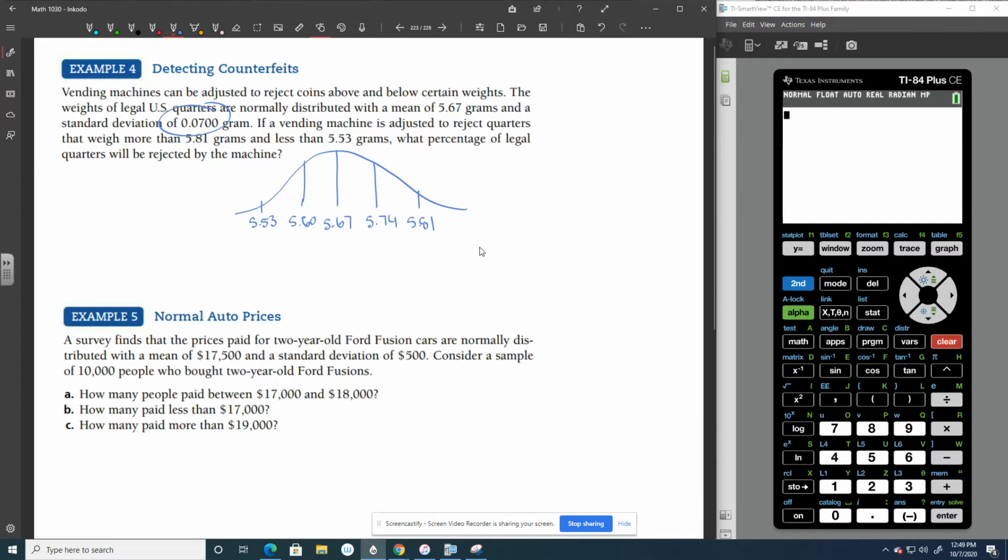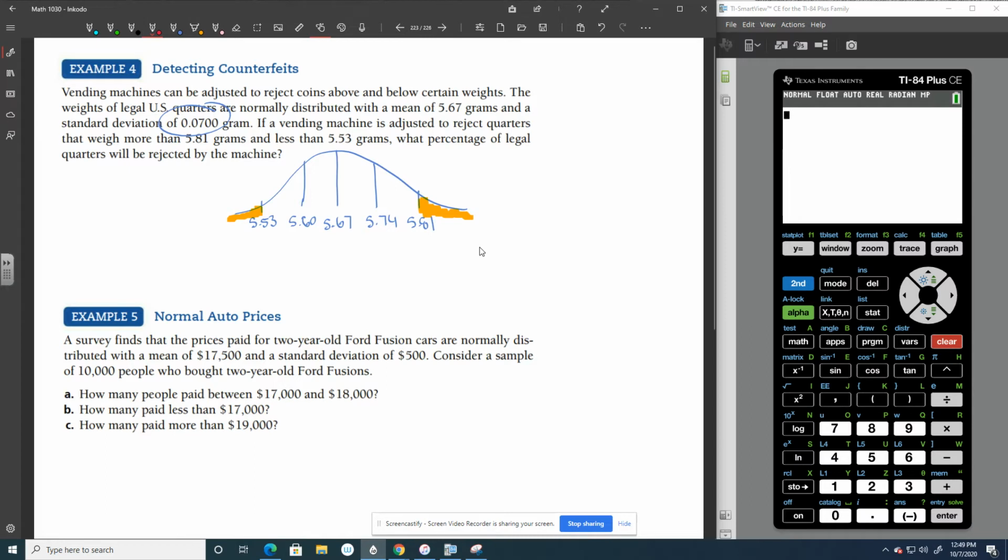If a vending machine is adjusted to reject quarters that weigh more than 5.81, so it's going to reject all of these quarters out here, and less than 5.53, so it's also going to reject these quarters, what percentage of legal quarters will be rejected?